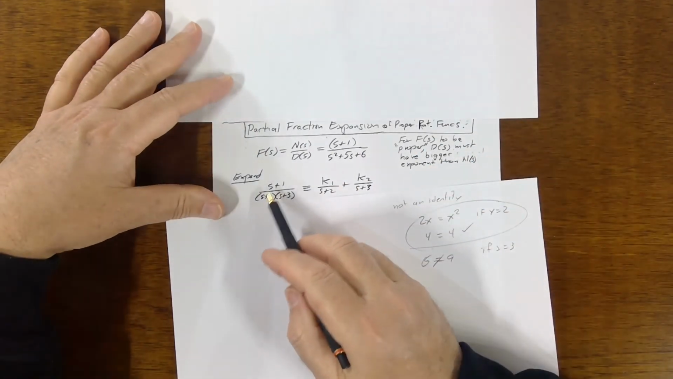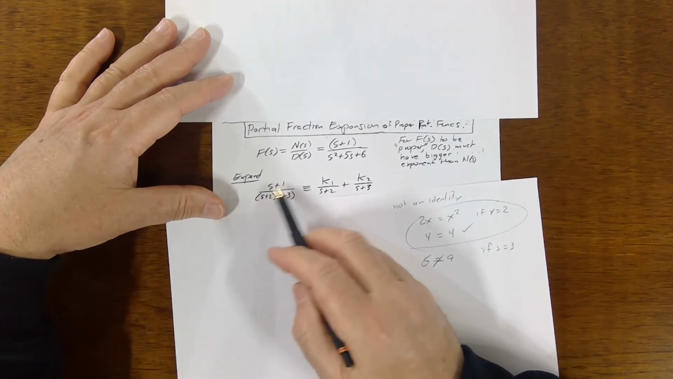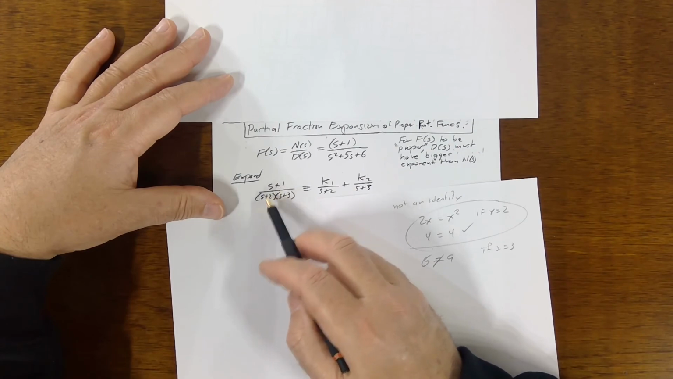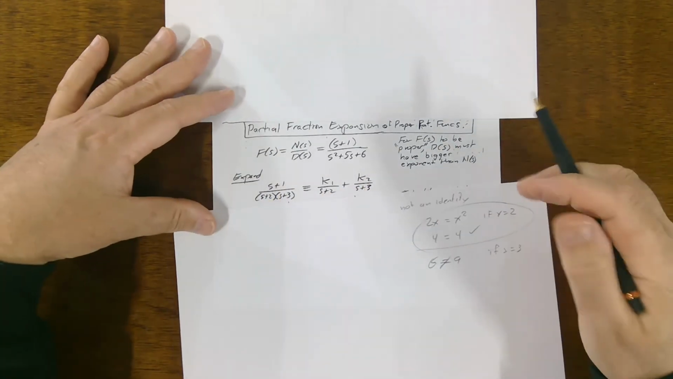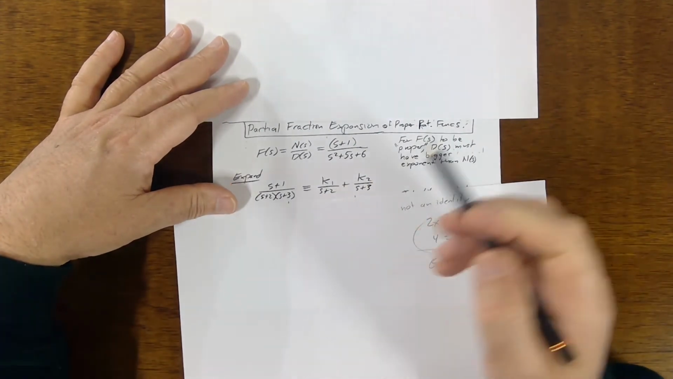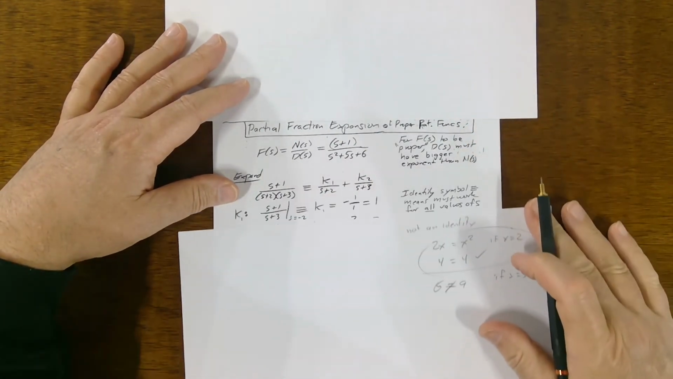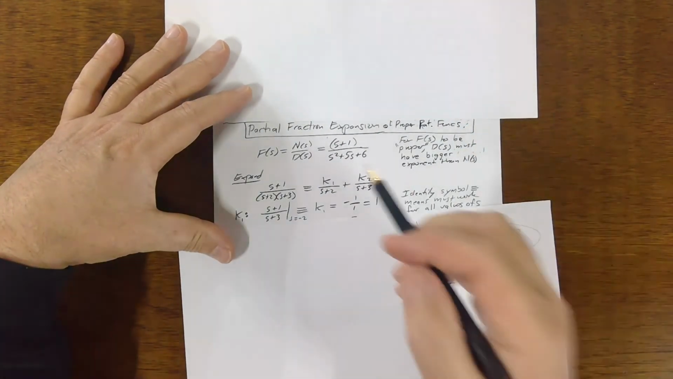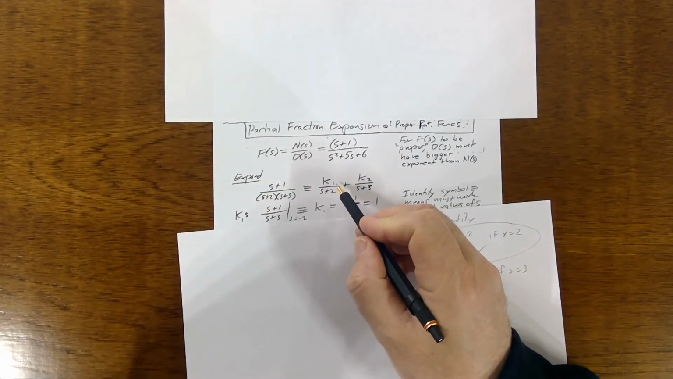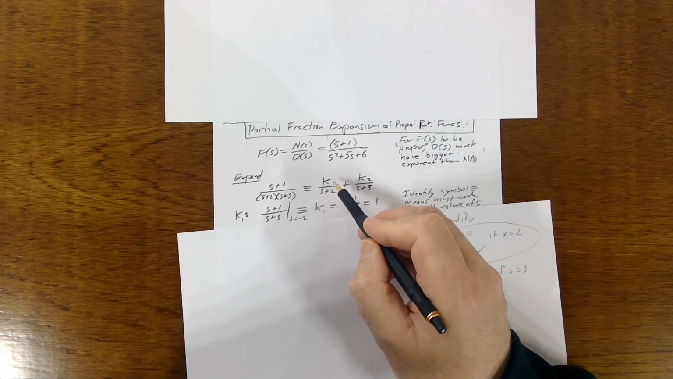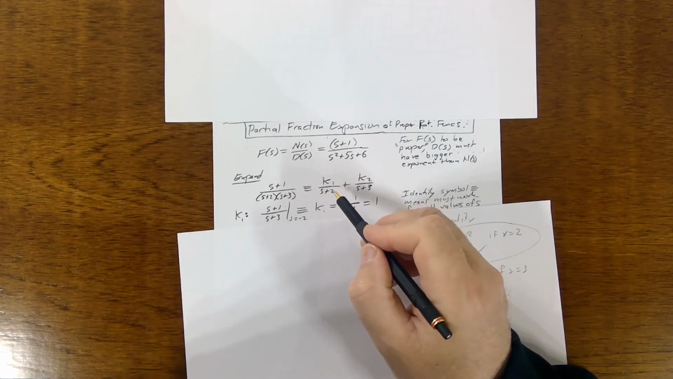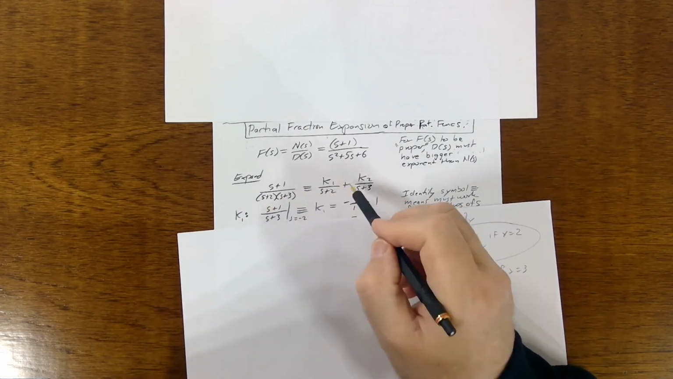So what you do is, after doing the algebra in the frequency domain, you're going to end up with one of these. And you're going to break it apart into these two doohickeys. And then you need to solve for the k1s and the k2s. The way that you do that is you multiply through by the denominator of each constant, right?